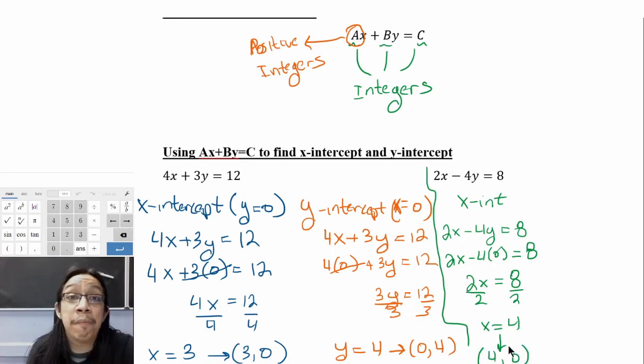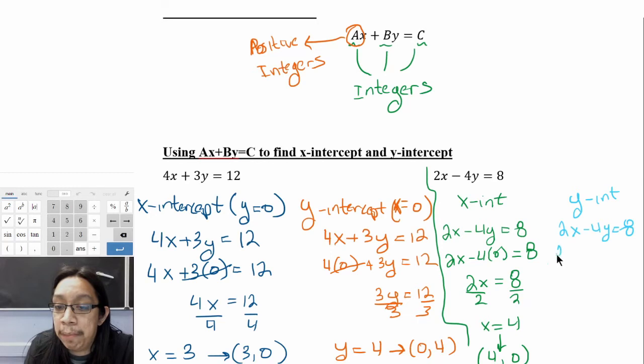And now we would repeat the steps with one key difference. This time, we want to look for the y-intercept. So this time, we have to make sure that we plug in a 0 for the x. So 2x minus 4y is equal to 8. Let's go ahead and plug in a 0 here for x this time because we are looking for the y-intercept. Like before, 2 times 0 will just give you a 0. So more or less, all that's left over will be negative 4y.